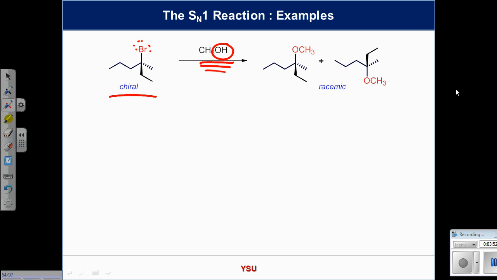And if that's the case, you'll get a tertiary cation, and that's going to be flat, and it'll be attacked from both sides, and ultimately we'll end up with racemic mixtures. This is a very useful way of making different functional groups. You can see here, alkyl halide.